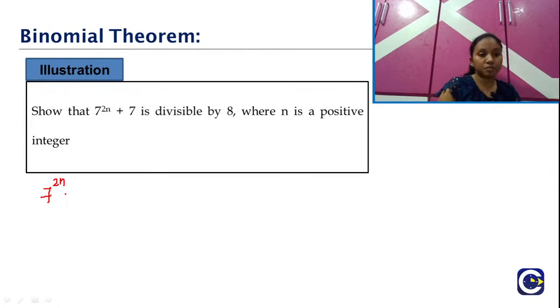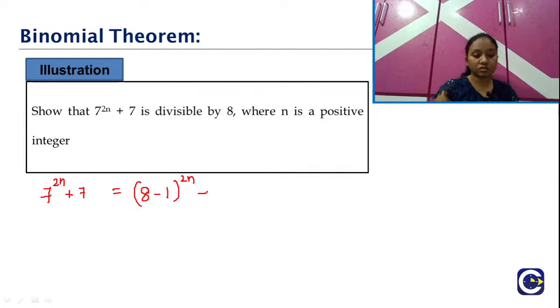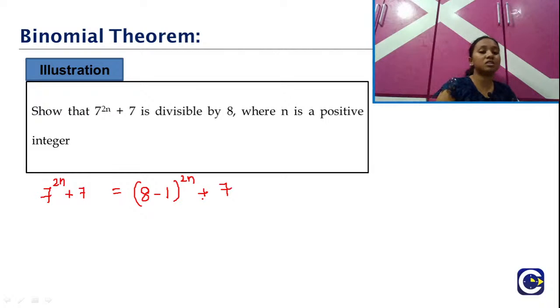So 7 power 2n plus 7 can be rewritten, so here 7 can be rewritten as 8 minus 1, whole power 2n, plus 7. So now you can see this is in the format of our binomial. So now it is easy for us to expand this. So do the expansion here.